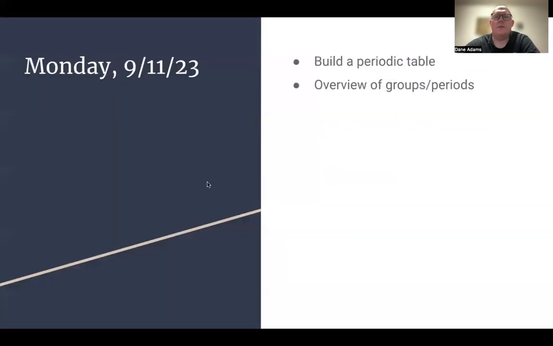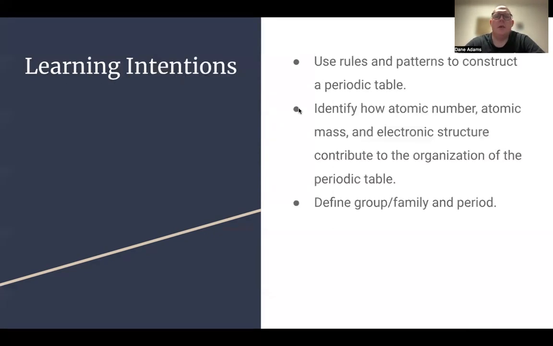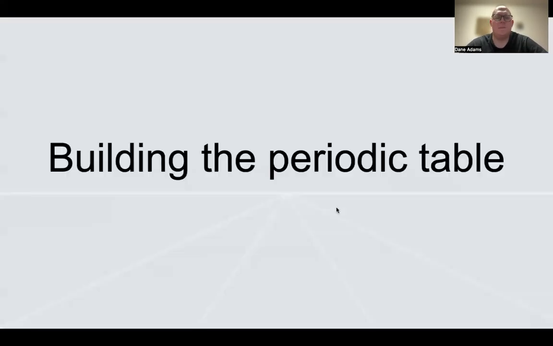Let's begin. You should have your study guides out. Let me share my screen so we can talk about what we're doing today. Let's see. Hopefully you can see this. We're going to do an activity where we build our own periodic table, and then we're going to look at an overview of different aspects of the periodic table, including groups and periods. We're going to be using rules and patterns to construct our own periodic table. We're going to identify how certain things like atomic number, mass, and electronic structure contribute to the organization of the periodic table. And then finally, we're going to define some things like group and period.